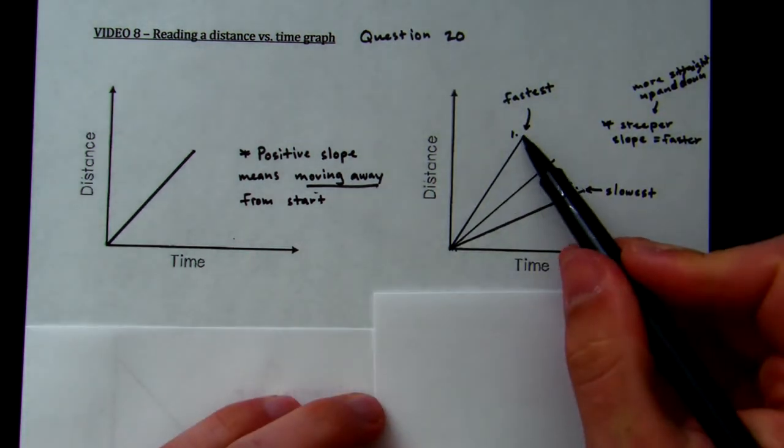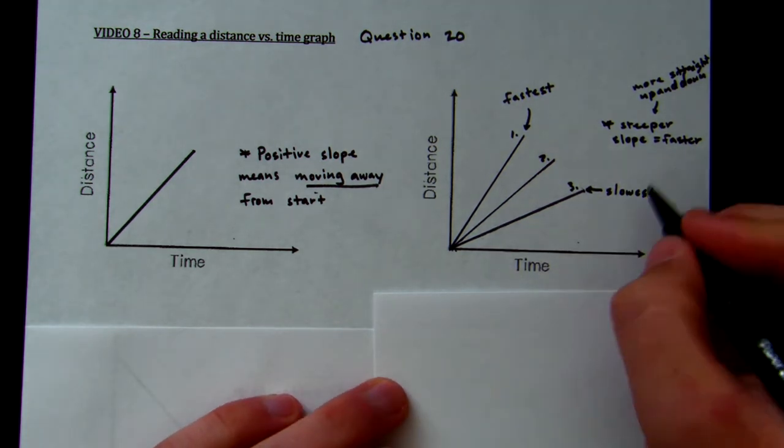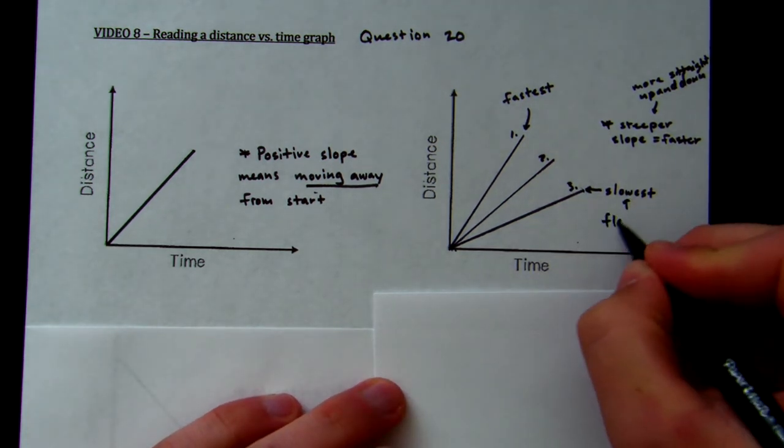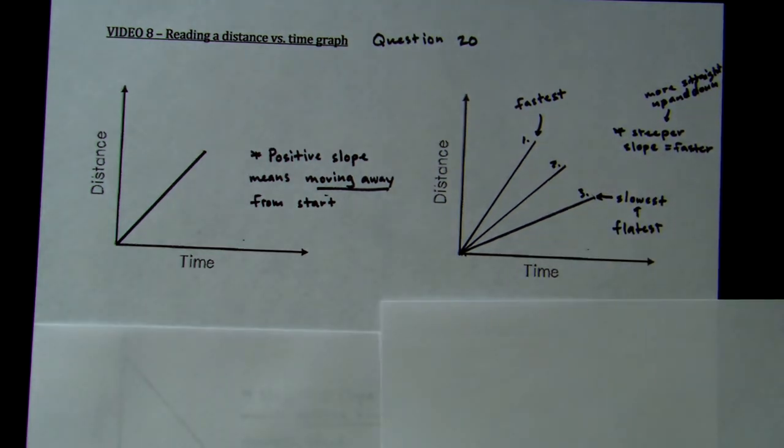So graph 1 is the fastest because it's the most straight up and down. Graph 3 is the slowest because it is the flattest. So the more flat we are, the slower our speed.